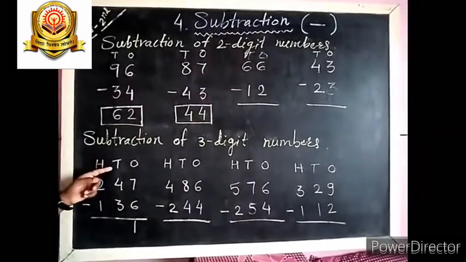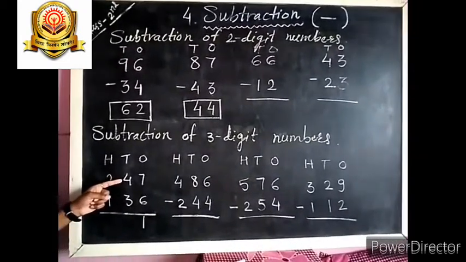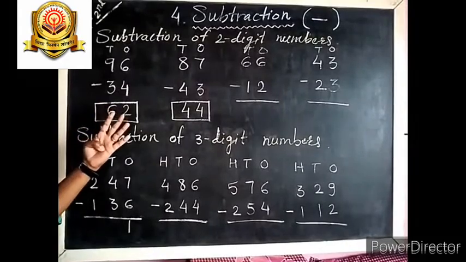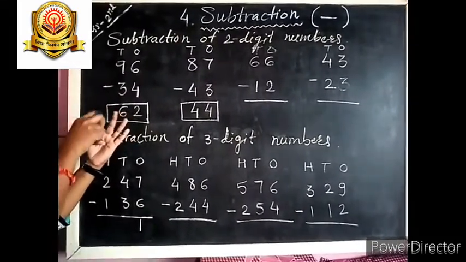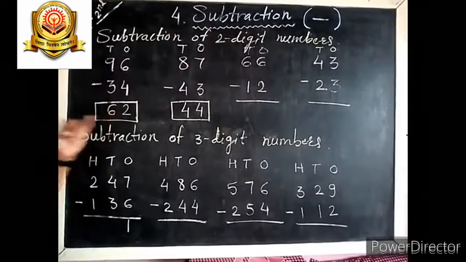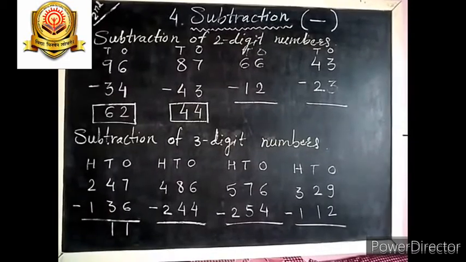Then the tens column. 4 tens minus 3 tens. Take 4 fingers and remove 3 fingers. 1, 2, 3. How many fingers remaining? 1 finger. So write here 1 under the tens column.